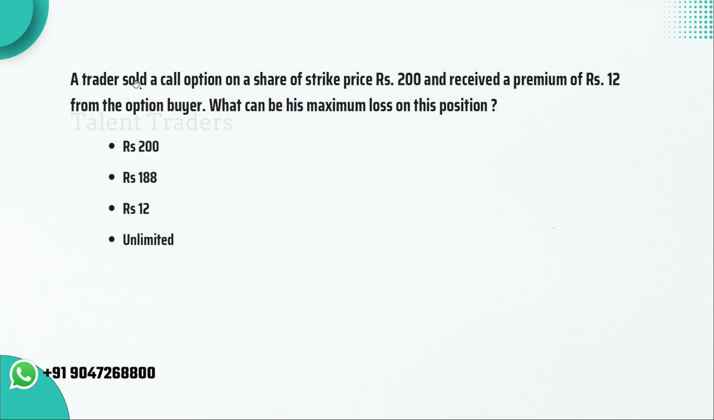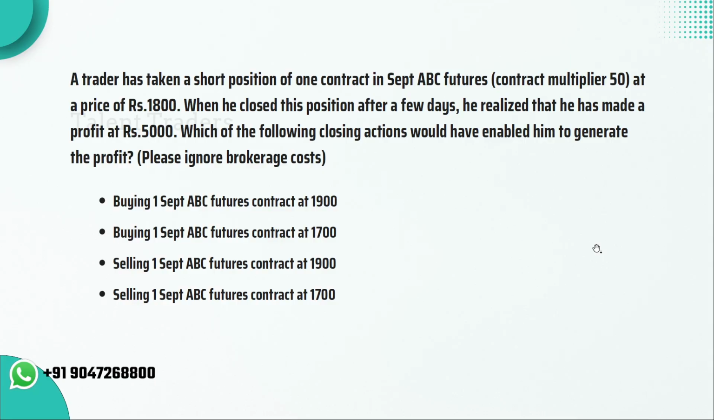A trader sold a call option at 200 and receives a premium of 12 from the option buyer. What is the maximum loss in this position? As we discussed earlier, option selling gives you unlimited loss. So you sold a call option at 12 rupees, and the loss would be unlimited. This logic only, so most of the max will be covered.